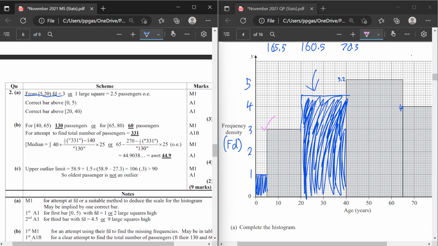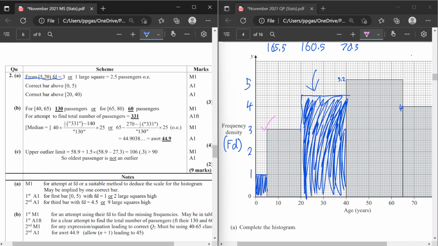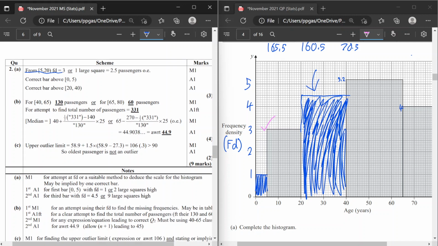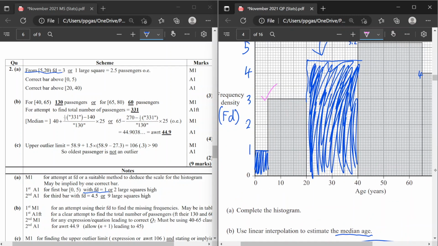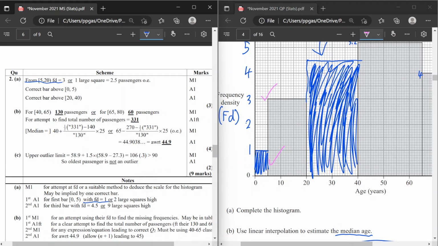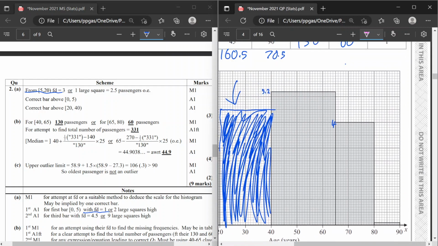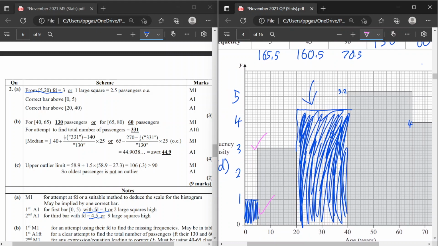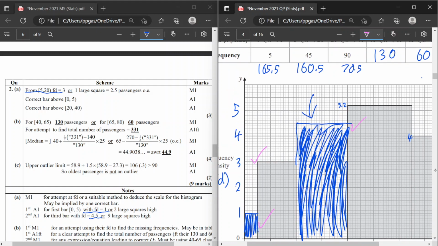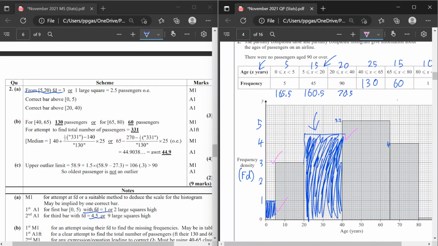Then the next bit says correct bar above 0 and 5. Does it tell me what it should be? Oh yeah, looking in the notes here, it says first bar with frequency density of 1. So we get that second mark there, and then the last mark, correct bar for 20 to 40 group. That would want a frequency density of 4.5, which is exactly what I've got, which is nice. So we can tick that.